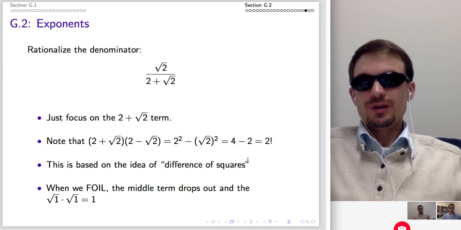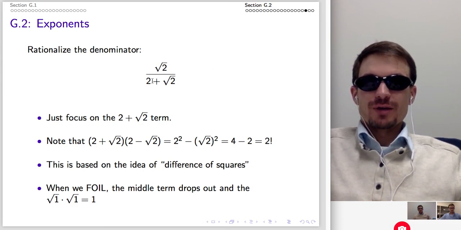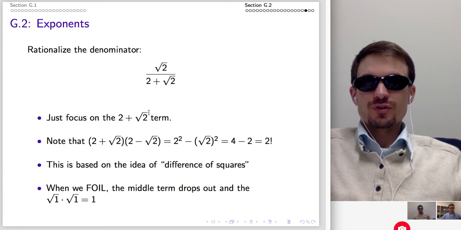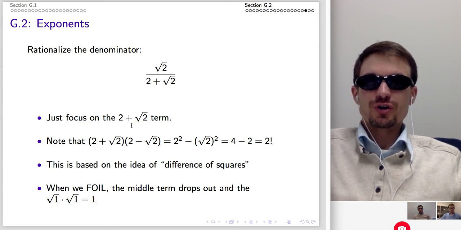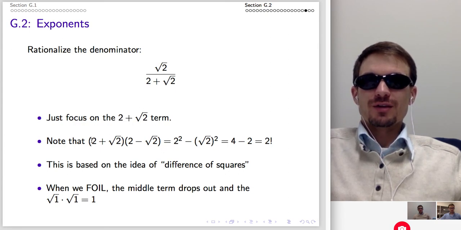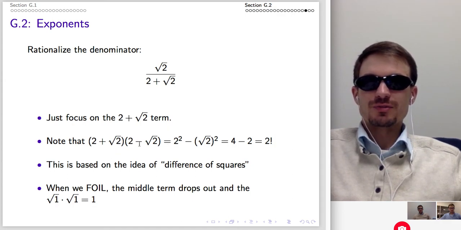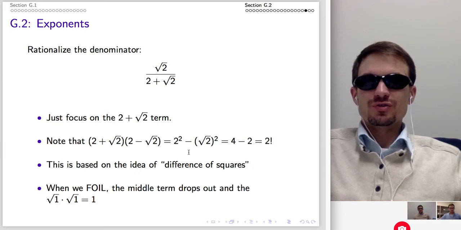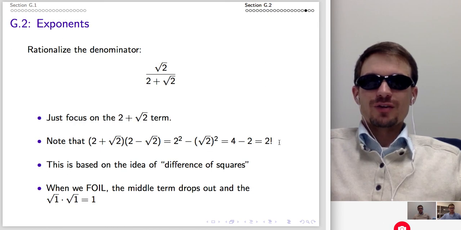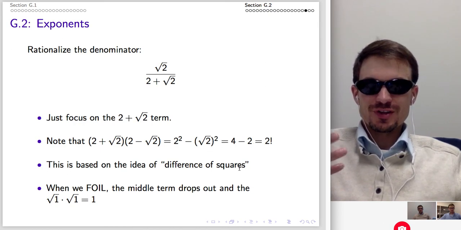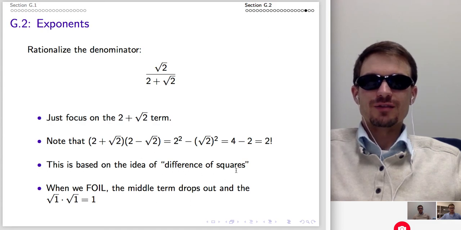Okay, so suppose we have the square root of 2 divided by 2 plus the square root of 2. Let's focus on this 2 plus square root of 2 term. Remember, we can make a difference of squares. What would this involve? Well, we want 2 plus root 2 times the product 2 minus root 2. And if we do this, we'll get 2 squared minus root 2 squared. And that's 4 minus 2, or just 2. So it's beautiful. That's exactly what we want to create. That's the idea of a difference of squares.